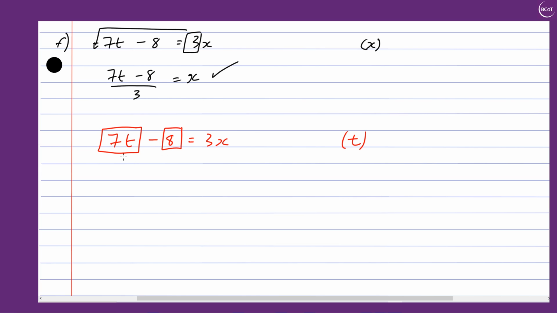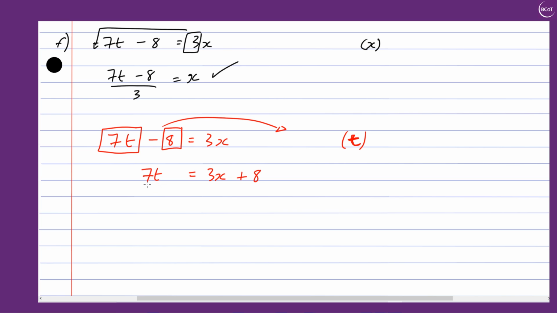And then we've got the 7t on its own on the left-hand side, only because we've been asked on this occasion to make t the subject. So we need the equation to say t equals something or something equals t. So let's take the minus 8, change the side, change the sign. 7t equals 3x, and it goes from minus 8 to plus 8. That didn't hurt, wasn't too bad.